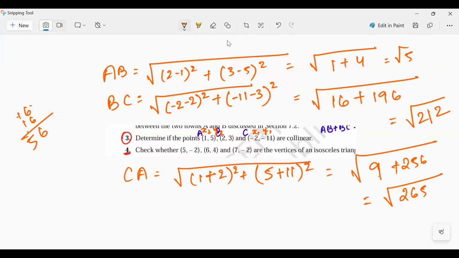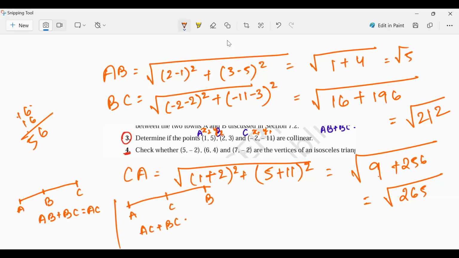After this step, you have to check whether you are getting AB plus BC equal to AC. Why? Because this scenario could be A, B, C, or maybe A, B, C in another order. Are you getting AC plus BC equal to AB? If the first one you are not getting but the second one you are getting, you will take a pause and say yes, these three are collinear. But if here also you are not getting it, then you have to check the third scenario.